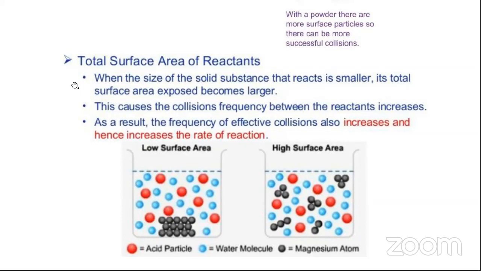When the size of the solid substance that reacts is smaller, its total exposed surface area becomes larger. This causes the collision frequency between the reactants to increase. As a result, the frequency of effective collisions also increases, and hence the rate of reaction increases.